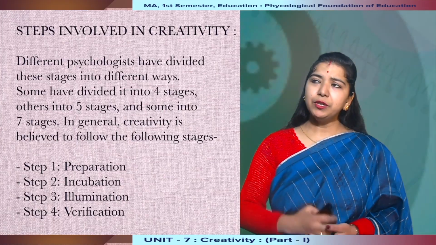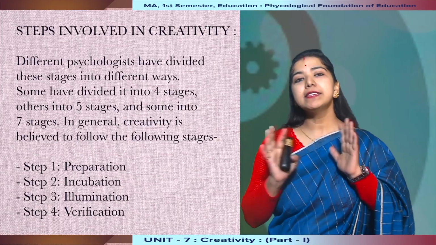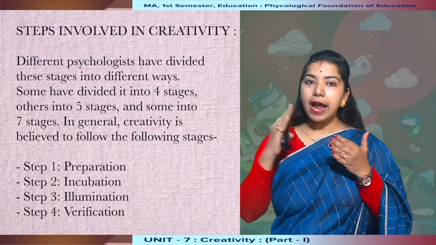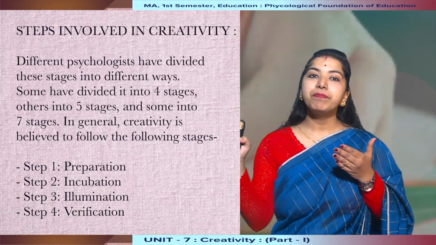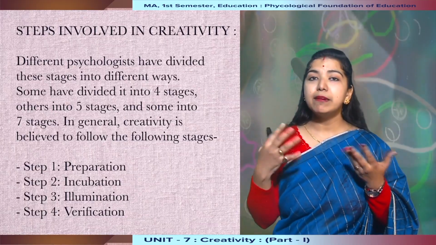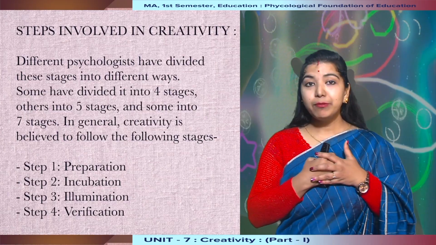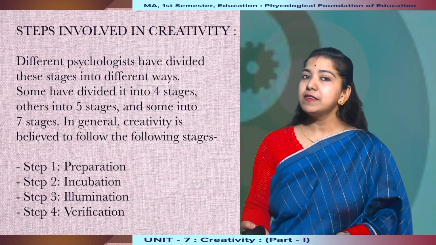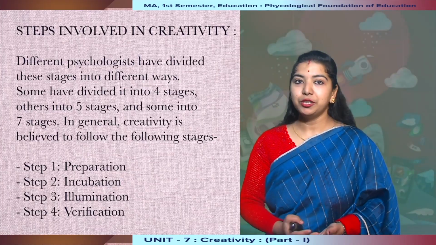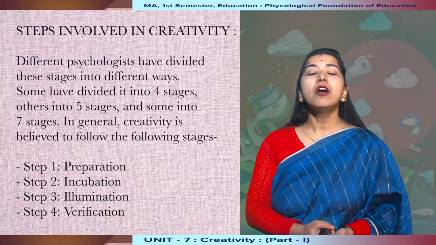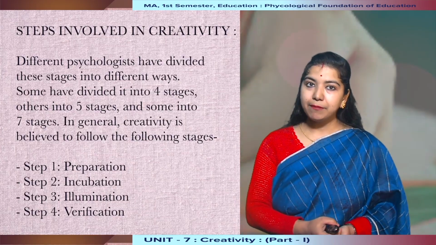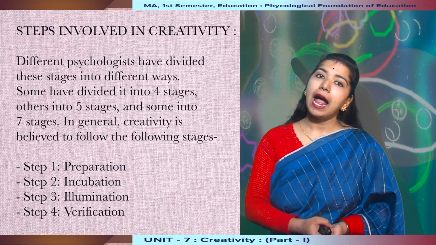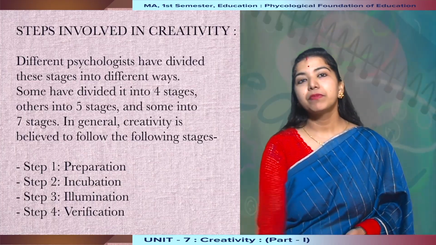Then illumination. So all of a sudden we get some solution. As we are leaving our problem free, all of a sudden some new thinking comes to our mind. Therefore it is illumination. And at last we verify it. The creative person verifies it as the solution. So these are basically the 4 steps of creativity. First is preparation, incubation, illumination, and verification.